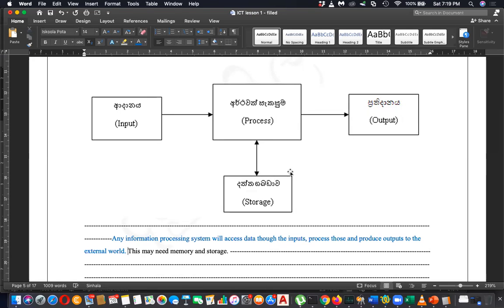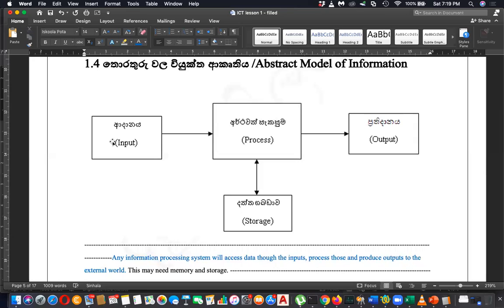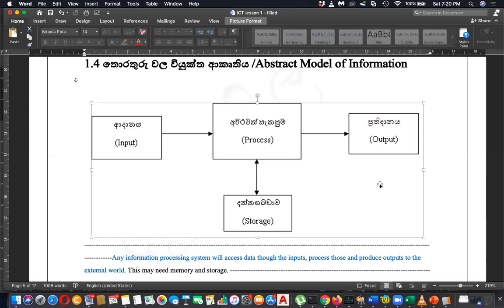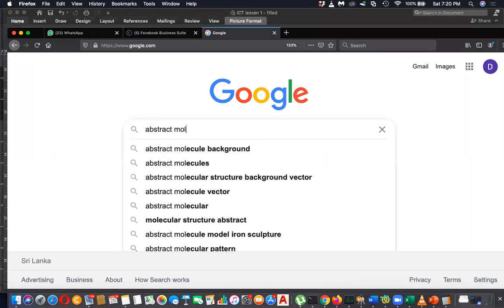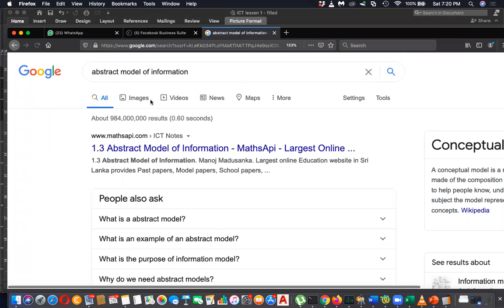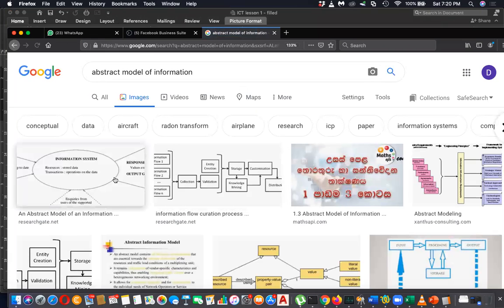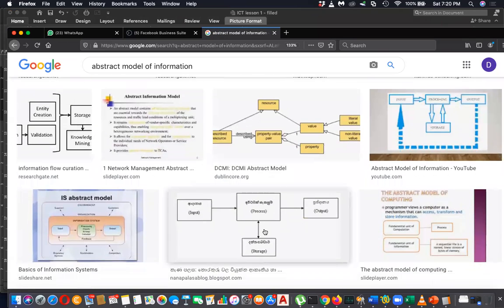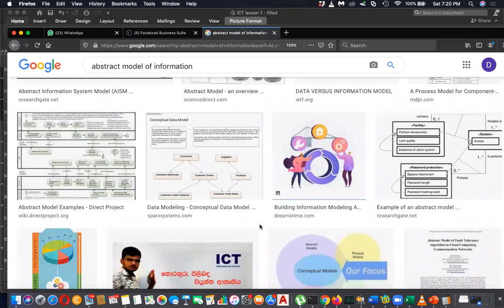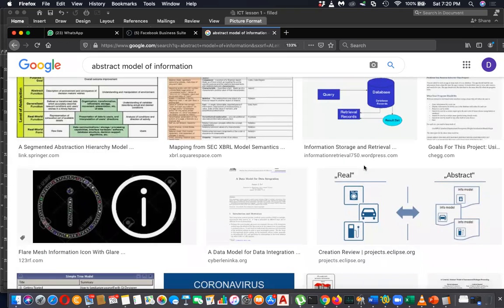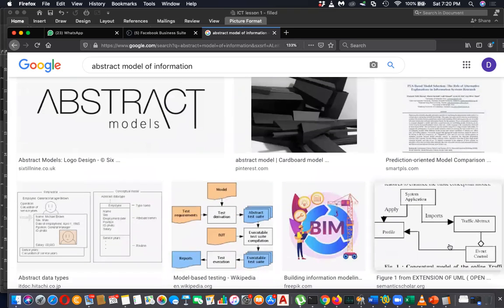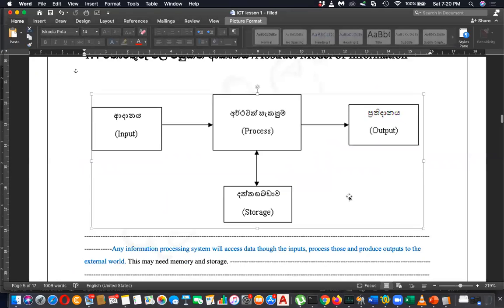This may need memory and storage. This is optional. This is not mandatory. In abstract model of information, you have input, process, output. But storage is not mandatory. Some people will include storage, but some will not. So they will include input, output, and processing. That is the basic thing in abstract model. Okay, so please try it.